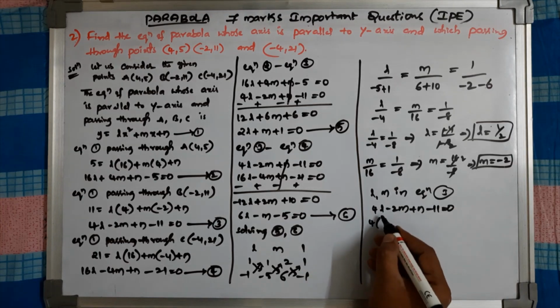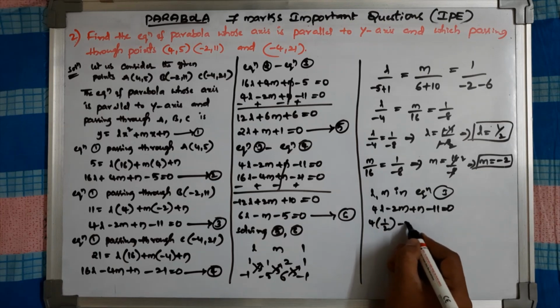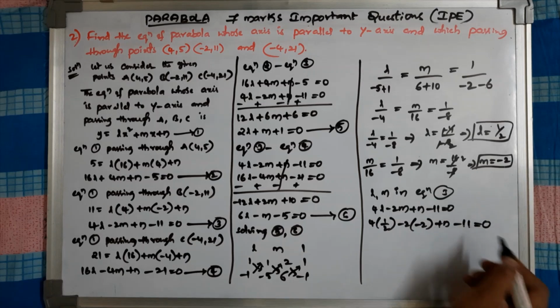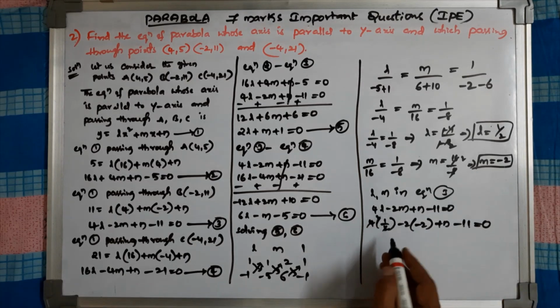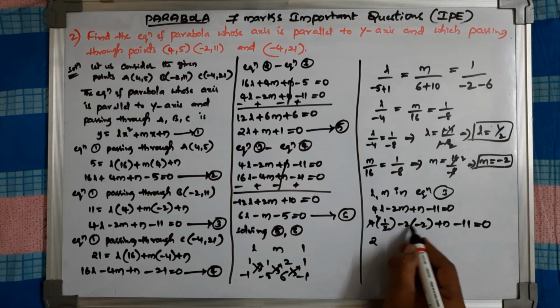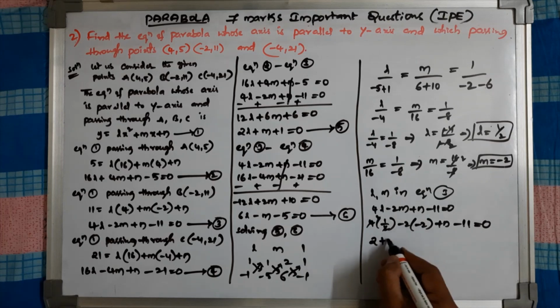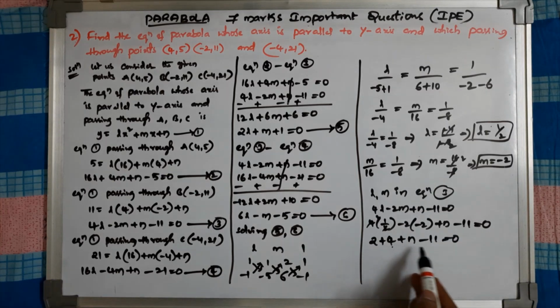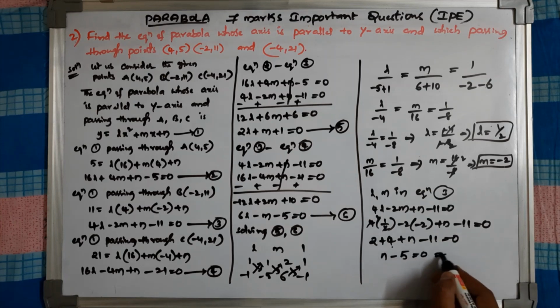4 into, what is the value of L? 1 by 2, minus 2 into M value is minus 2, plus N minus 11 is equals to 0. 2 1s are 2, 2 2s are cancelled, and 2 minus into minus plus, 2 into 2 is 4, plus N minus 11 is equals to 0. 2 plus 4 is 6, right? Sorry, 6 minus 11 is N minus 5 is equals to 0, that is N value is 5.